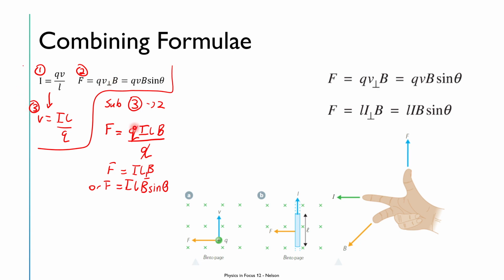Here, when we do that, we get our 2 Q values cancelling out, and we're left with ILB. So either you can write that as IL perpendicular B or ILB sine theta, which is the formula that we have over here.